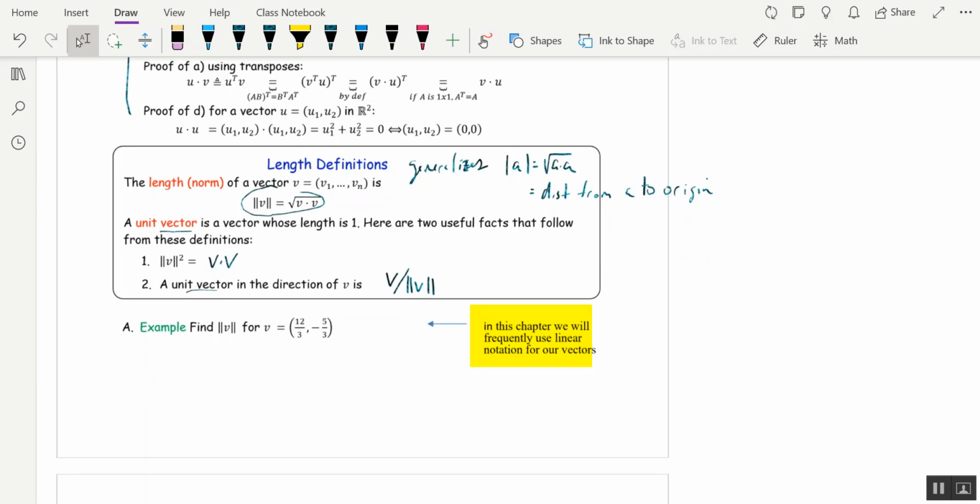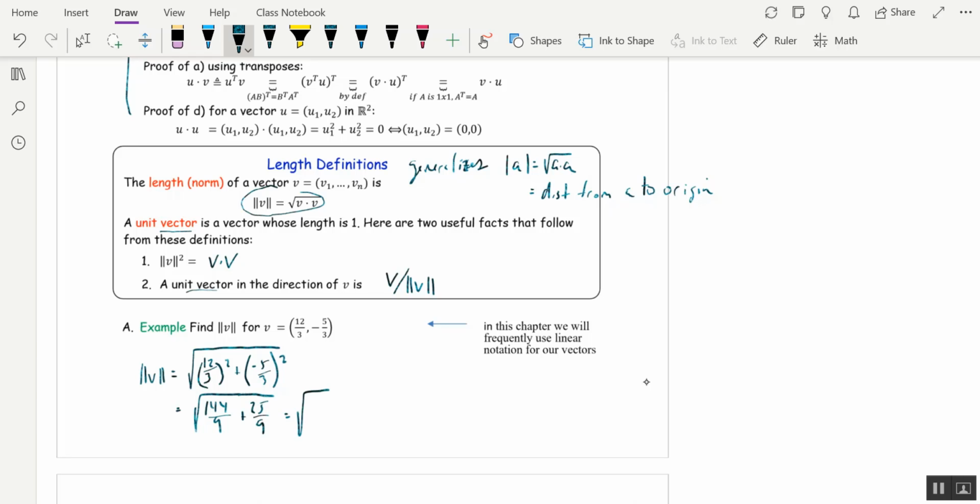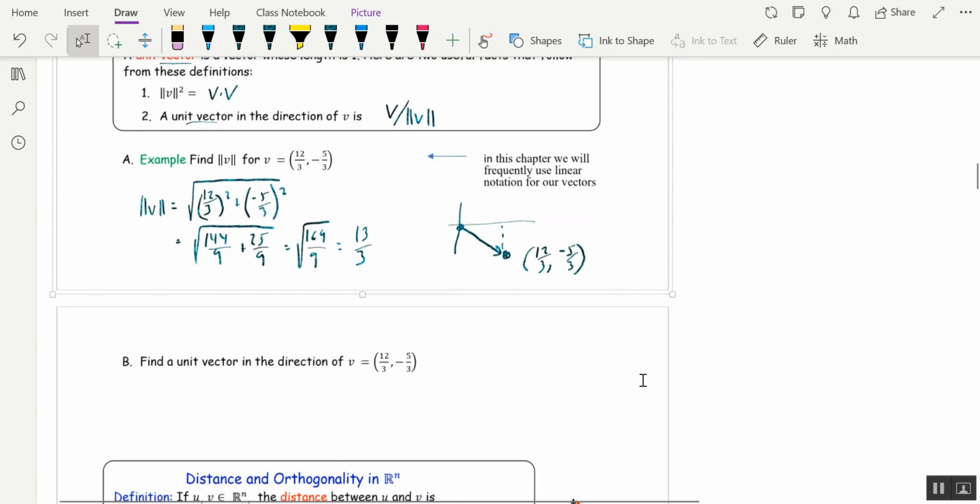Let's find the length of v for this vector here. So length of v is the square root of (12 over 3) quantity squared plus (negative 5 over 3) quantity squared, which is the square root of 144 over 9 plus 25 over 9, which is the square root of 169 over 9, which is 13 over 3. And so geometrically what we've done, this point is down here. Let me draw the coordinates, 12 thirds, negative 5 thirds. Think of v as that arrow, and we've just computed the distance from this point to the origin, and that's the length of v.